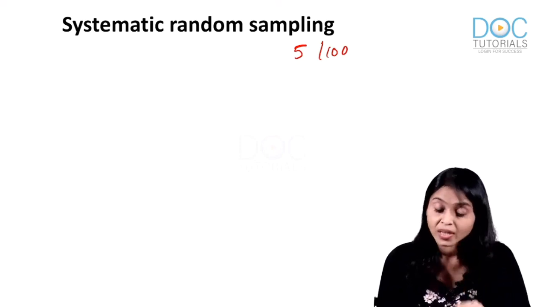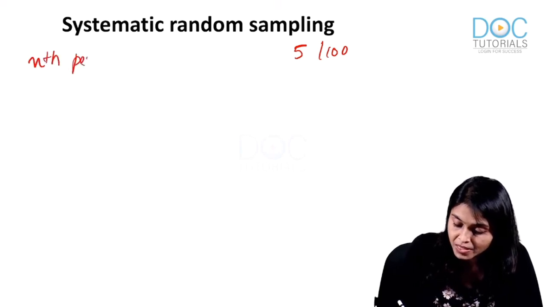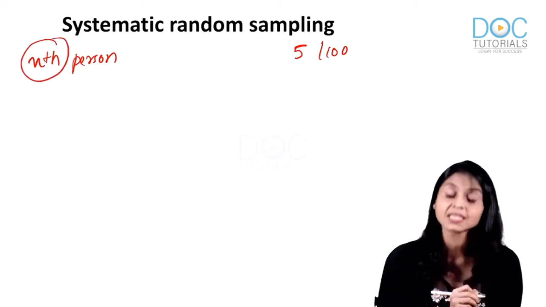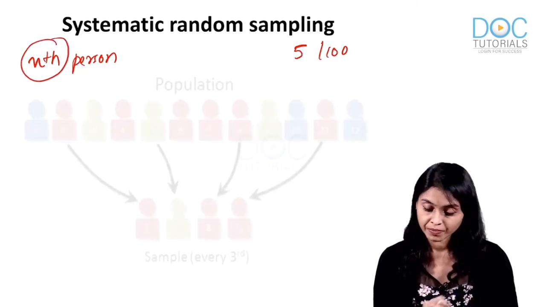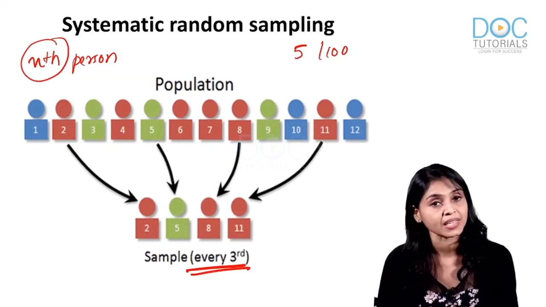Is it clear? So here the MCQ is: in systematic, every nth person is selected into the sample. And this is how you do systematic random sampling. Say every 3rd person in this particular example.